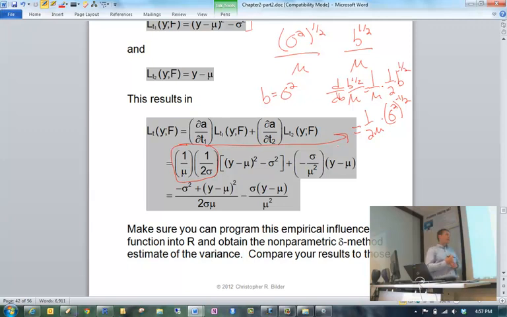Next, to get the derivative with respect to T2, that just means take the derivative with respect to mu of sigma divided by mu. So what is that? Just negative sigma over mu squared. Multiply some stuff out, and here is my influence function.